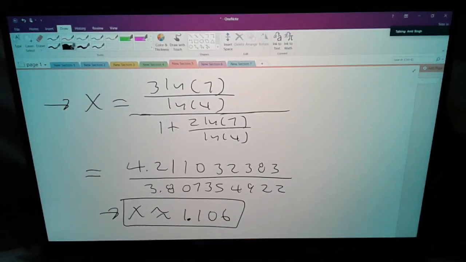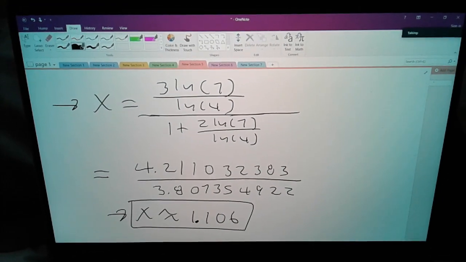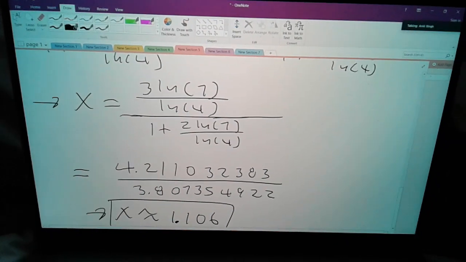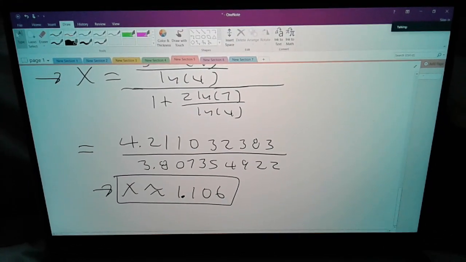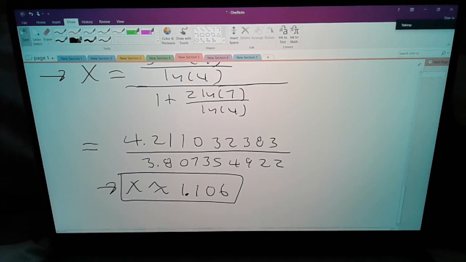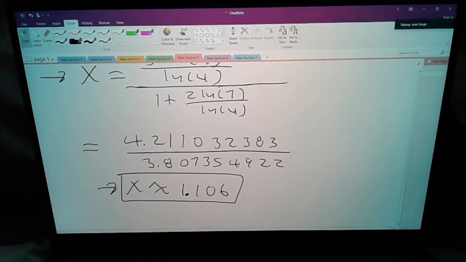Any questions? It has a lot of steps, but this can still be done. Okay, let's see what else I have.